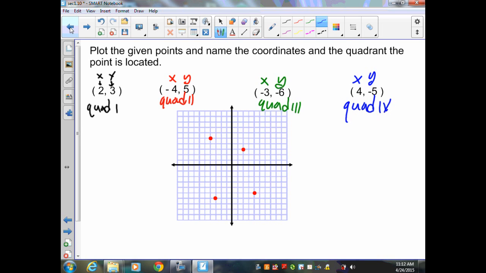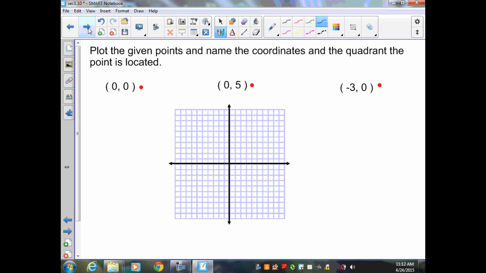As you can see from this example, I plotted a point in each quadrant, 1, 2, 3, and 4. But that's not necessarily the case at all times. So let's take a look at a few more examples to see where points can be plotted on a coordinate plane.